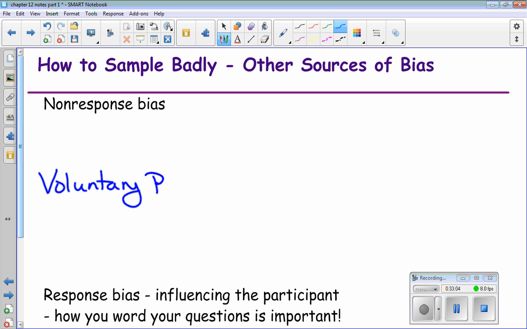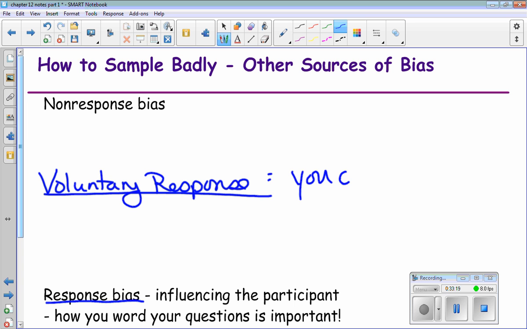You know what voluntary response bias is. What is it again? We're on the same page, but they all sound alike. You're going to confuse them all the time. Voluntary response is, I choose not to respond to your survey. I hang up the phone. Click. Or I choose to, right? You choose whether or not to participate.